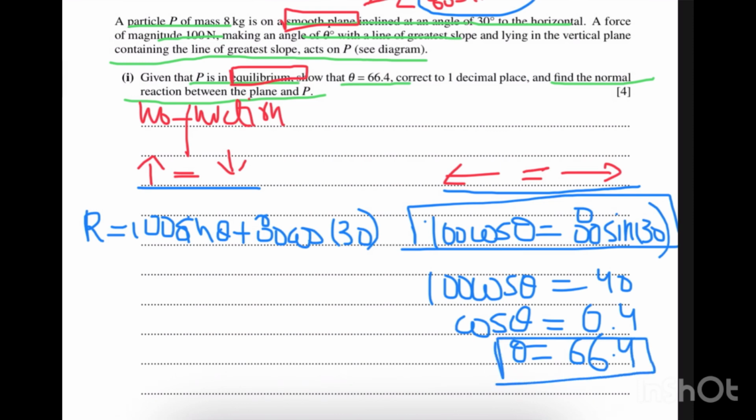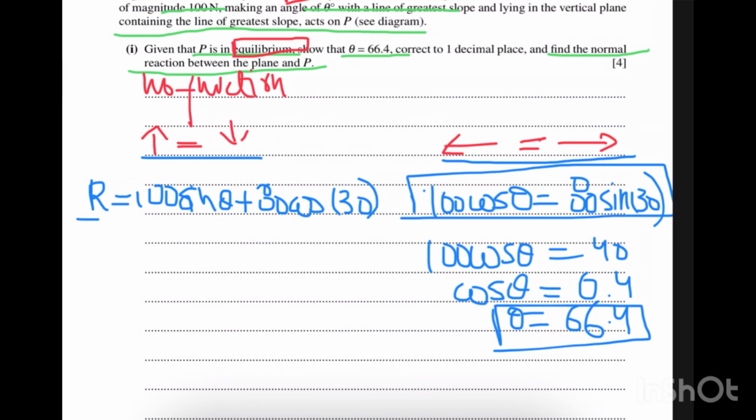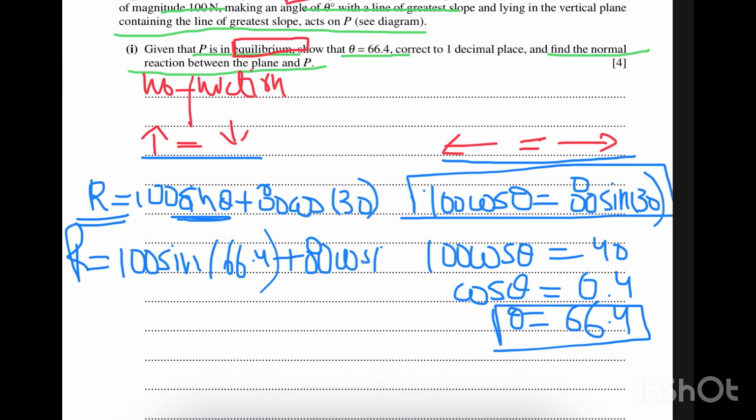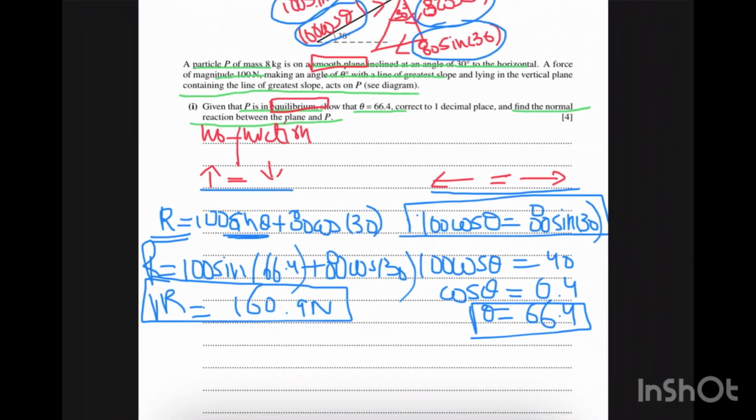So we've done one part, but now we also have to find the normal reaction, which I wrote as R. All we have to do is substitute the value of theta, 66.4, into this equation. So R must be equal to 100 sine 66.4 plus 80 cos 30. That would make R equal to 160.9 newtons. So with that, we're done with the first part.